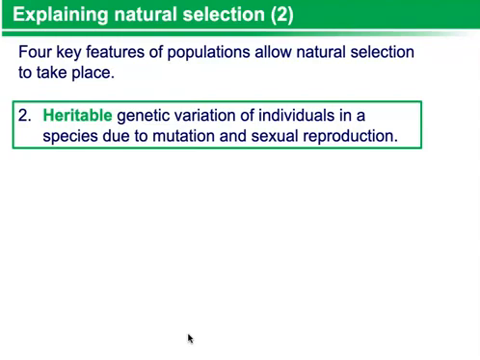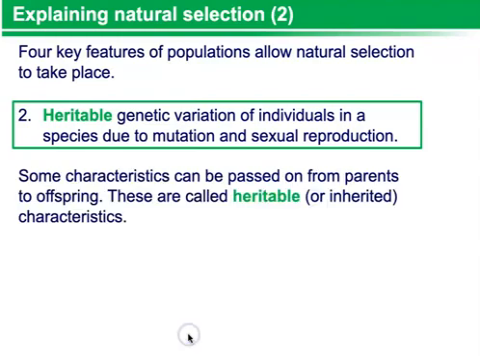The second key feature of populations which allows natural selection to take place is that there has to be heritable genetic variation of individuals in a species due to mutation and sexual reproduction. Some characteristics can be passed on from parents to offspring. These are the things that are inheritable. These are inherited characteristics that oftentimes come through sexual reproduction to the offspring.